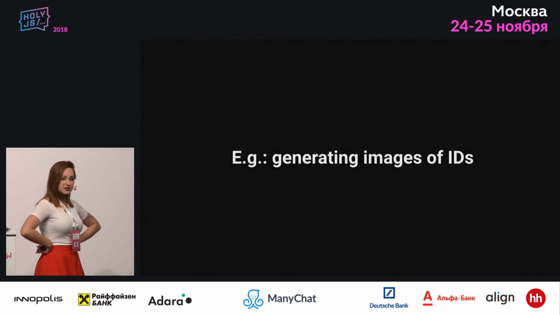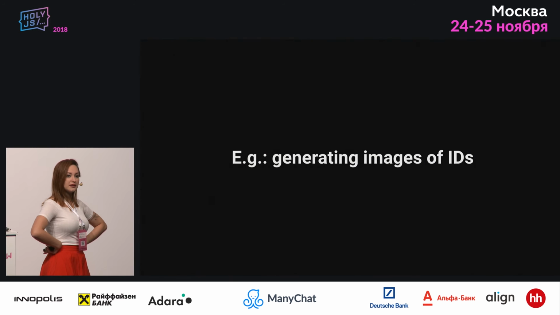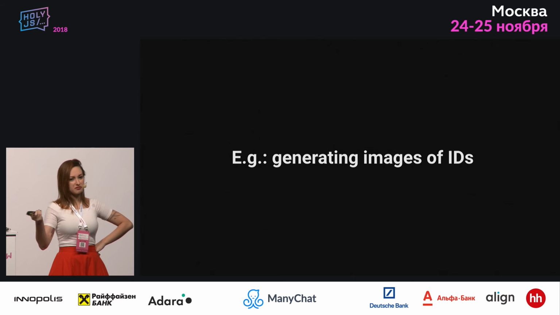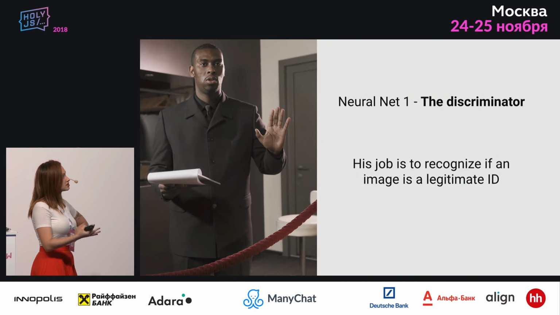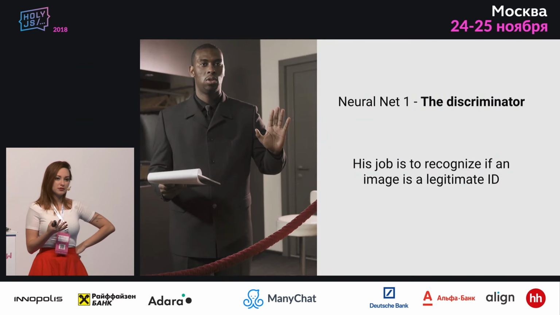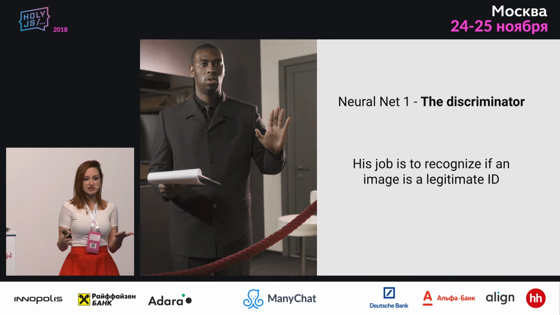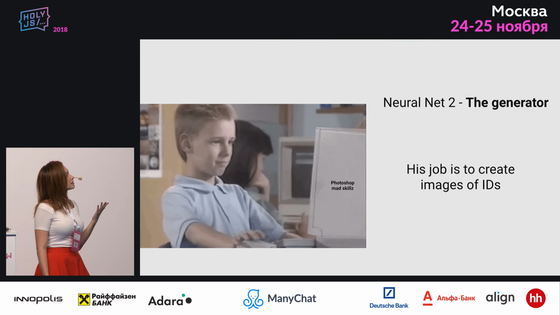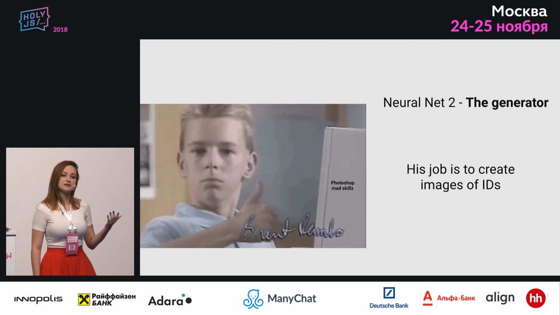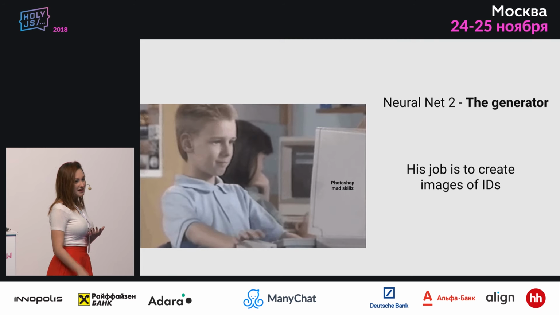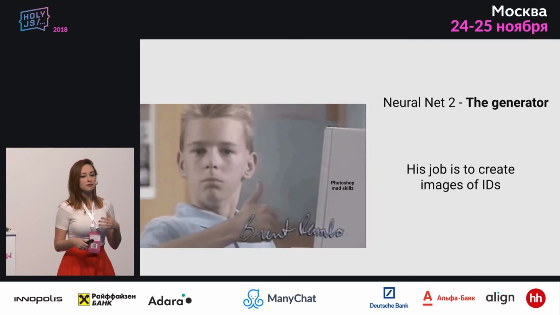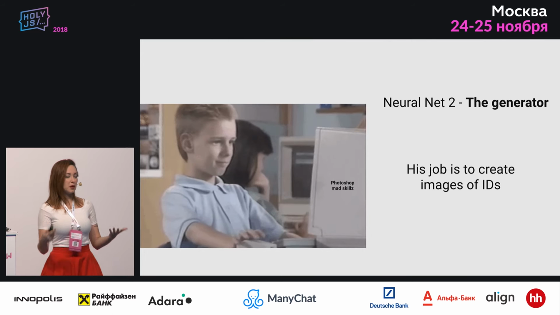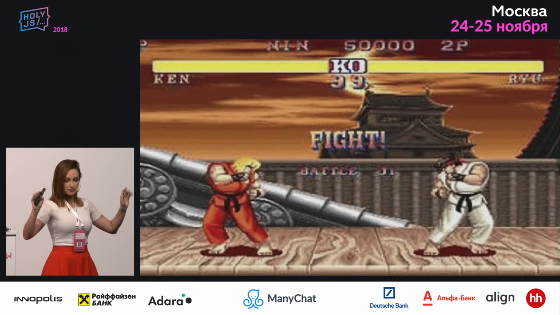So I have a very specific scenario which might or might not be legal in Russia, but imagine we're trying to generate images of IDs, for example. The first neural net is going to be the discriminator. You can think of it as the bouncer in the nightclub. His job is just to take images of IDs and check if that's an actual image, if that's real. And the other one is going to be the teenager, 16 years old, who was using Photoshop. His job is going to be to create images of IDs as realistic as possible. And we're going to put them to fight, literally.